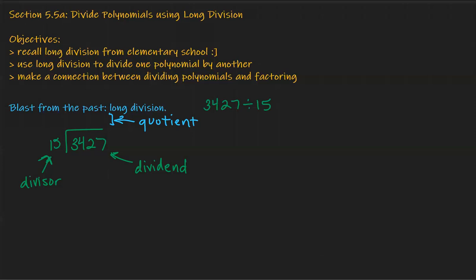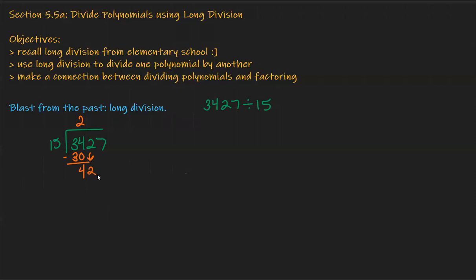So let's remind ourselves of how we used to do this back in elementary school. If I wanted to divide 15 into 3,427, the first thing I would do is ask how many times does 15 go into 3? Not at all, so I move on. How many times does 15 go into 34? I can fit 15 into 34 twice because 15 times 2 is 30. I subtract off 30 from the 34. And what does that give us? 4. Then I bring down the 2.